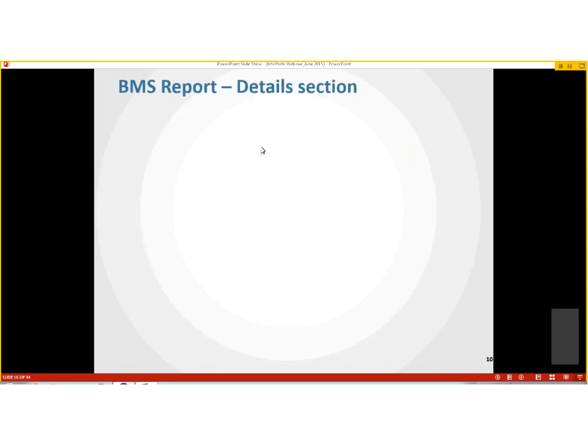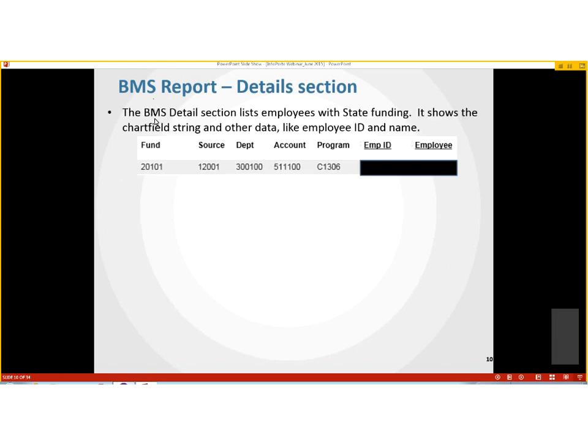All right. Now let's move into the details section. So we've got the summary and details. The details section is listing the employees based on what you searched by that are getting state funding, funded by state money. So it shows details such as the chart field string, employee ID and name. I've got this black box here to protect the innocent.